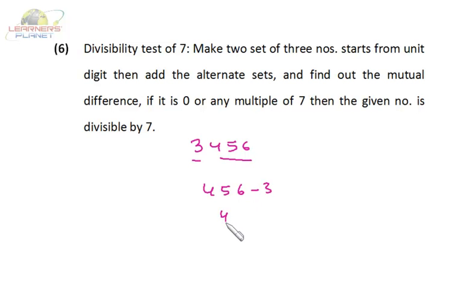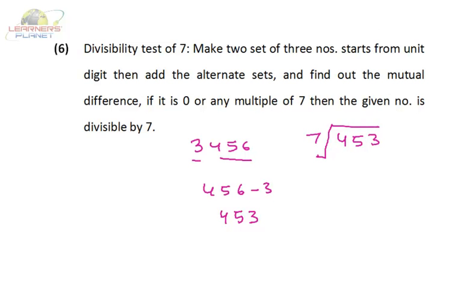So what will I be getting? It's 453. Now if 453 is divisible by 7, then this given number will be divisible by 7. If 453 is not divisible by 7, then this given number will not be divisible by 7. Now let's check whether 453 is divisible by 7 or not.